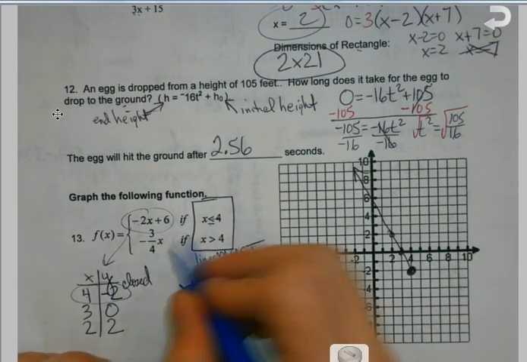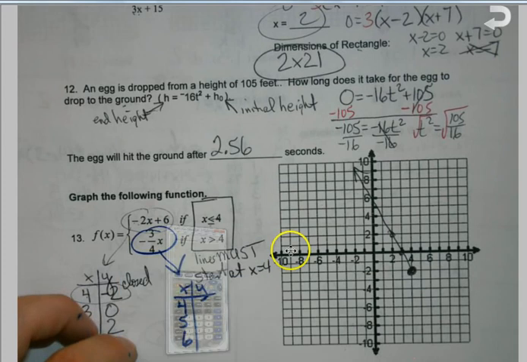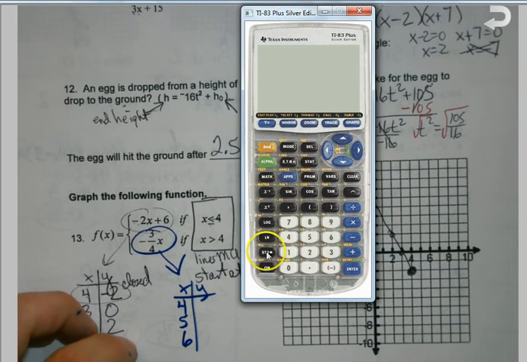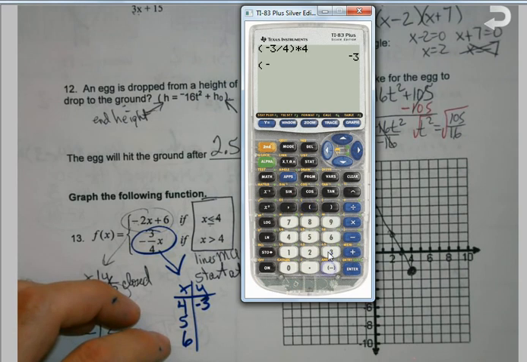I make a chart. Where am I going to start at? 4. X is greater than 4. 5, 6. Now, if this one you're like, it's a fraction, okay, no big deal. We've got this. If we need to go to the calculator for a part, so here I'd have negative 3/4 times 4. Okay, so that one's negative 3. That came out nice.